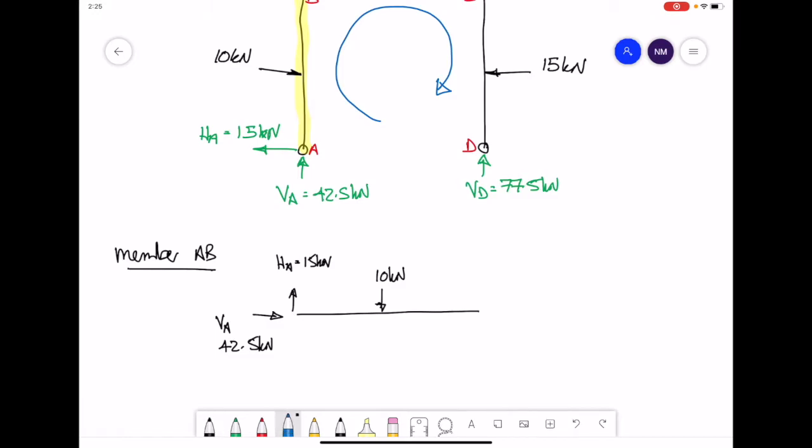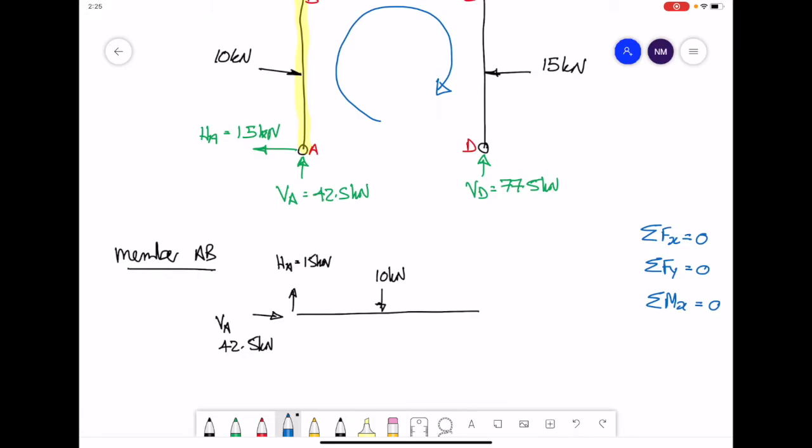Next stage is to apply equilibrium to this member. Remember, equilibrium equations are that all the forces in the x direction must add up to give you 0, all the forces in the y direction must add up to give you 0, and all moments about any point must add up to give you 0. Instead of writing down the first two equations, I'm just going to do it by hand. Looking at forces horizontally, we have VA, which is going to the right.